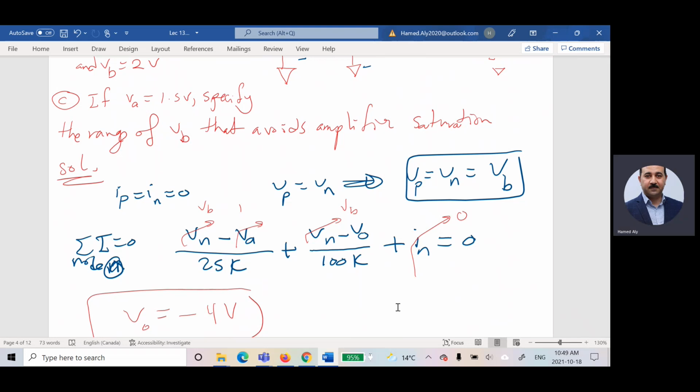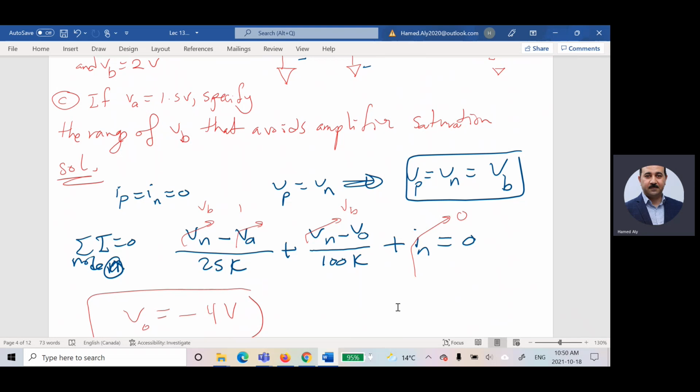And this is what we did in the previous class. Any question, guys, for that? So why do we assume IP and IN are 0? Based on the assumption that the internal resistance is a very, very high value, I can assume IP is equal to IN is equal to 0, because the internal resistance of the operational amplifier is a very huge value, as if it is infinity.